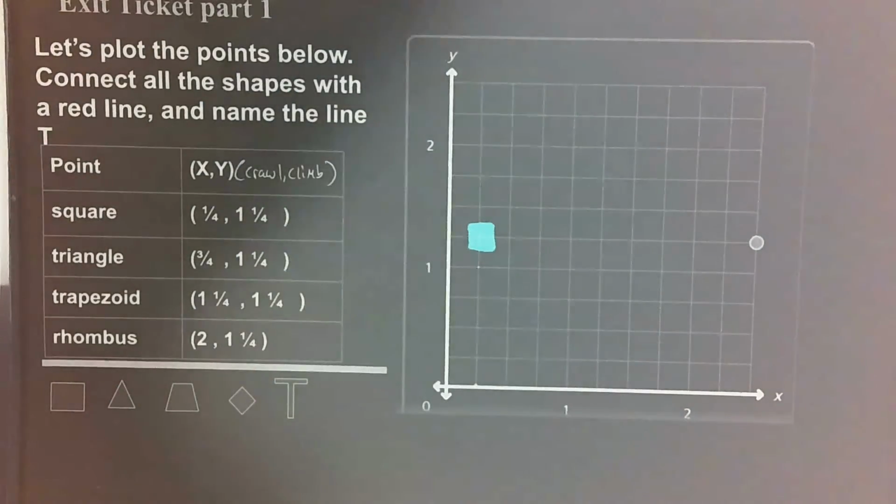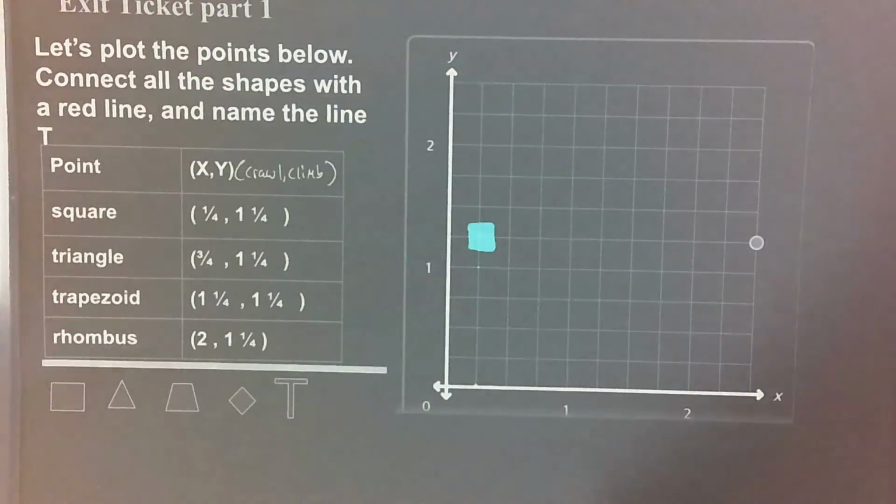Once you've plotted the triangle, trapezoid, and rhombus, created line T, make sure to go to the next slide, the final slide, to answer 3 questions about line T, and then click Turn In on your notes.